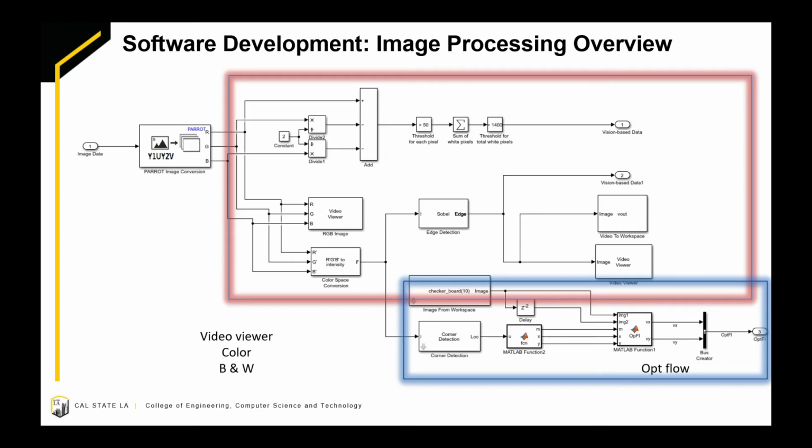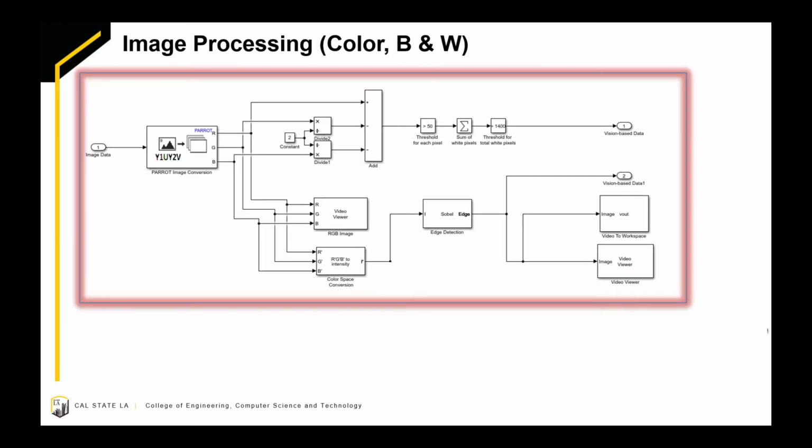Within the red section, two video viewers are used, one to show the video feed of the camera sensor and the other focusing on the outputs of the edge detection block. The inputs into this subsystem are the image data from the camera sensor, and the outputs are the vision data of intensity values and the horizontal and vertical velocity vectors. The main function of this subsystem is to identify the color of the path of the drone, this slide focusing on outlining the image processing steps.